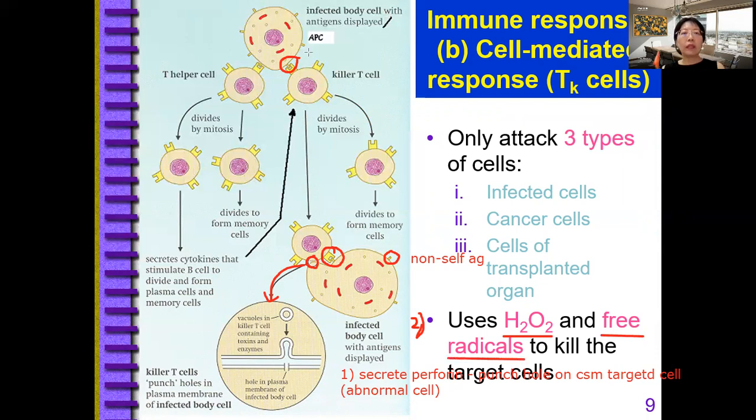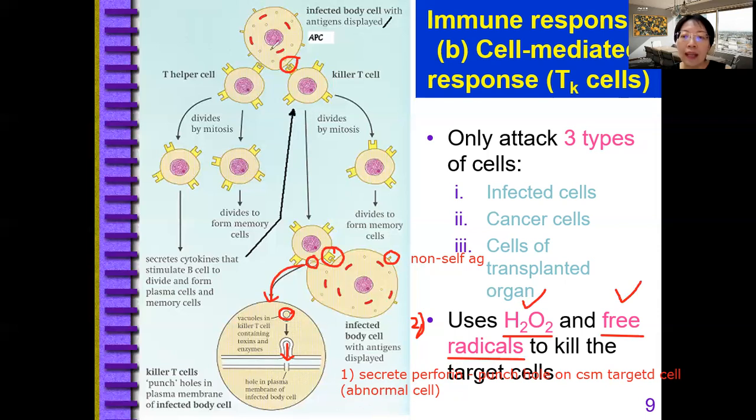So how is it being secreted? Very easy. You've got the secretory vesicle here, which moves towards the membrane, fuses with the membrane and releases the content by exocytosis. Those chemicals will diffuse across the tissue fluid, move past the perforin and enter the cytoplasm of the cell and start to oxidize all the chemical molecules inside the cell. So that's how they will kill the cell, using H2O2 and free radicals.